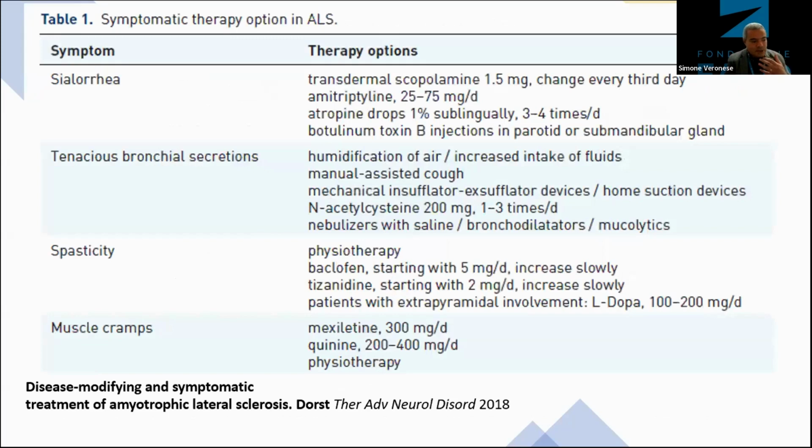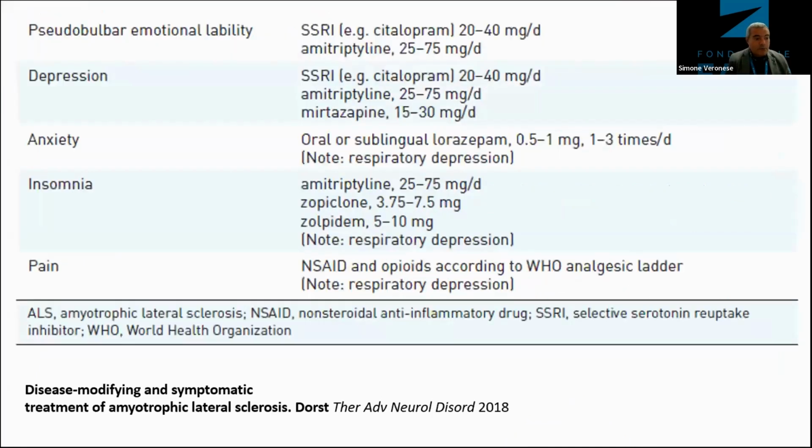For example, in this publication that you can obviously check, there are some indications on how to treat specific symptoms like sialorrhea or tenacious bronchial secretions, spasticity, muscle cramps, or for example, pseudobulbar emotional lability, which is a symptom quite specific to ALS when patients cannot control laughing or crying, which can be very embarrassing for them, or depression, anxiety, and so on.